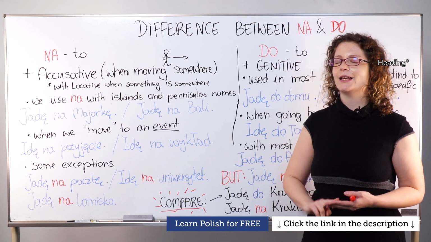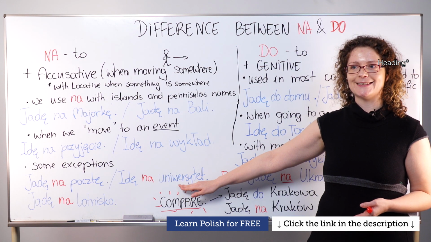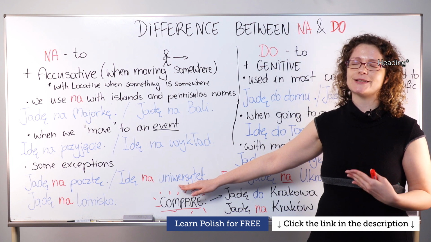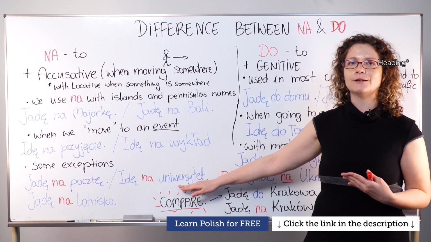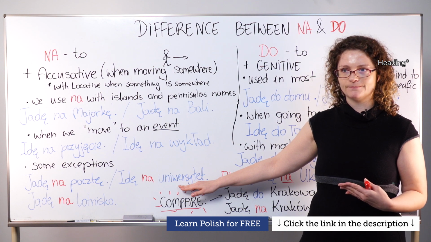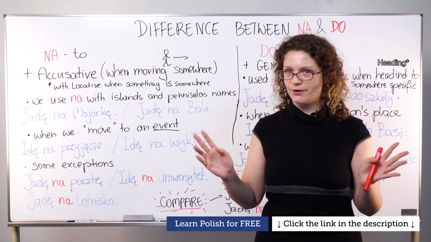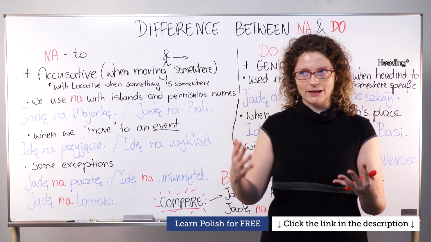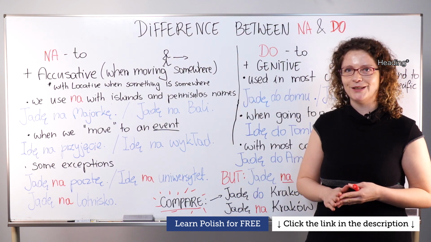The second one is uniwersytet, which is a university. And you can say jadę na uniwersytet. Again, university, it's not an event, it's a place. But yet, you will use na. And it's definitely not an island, although I wish it would be.